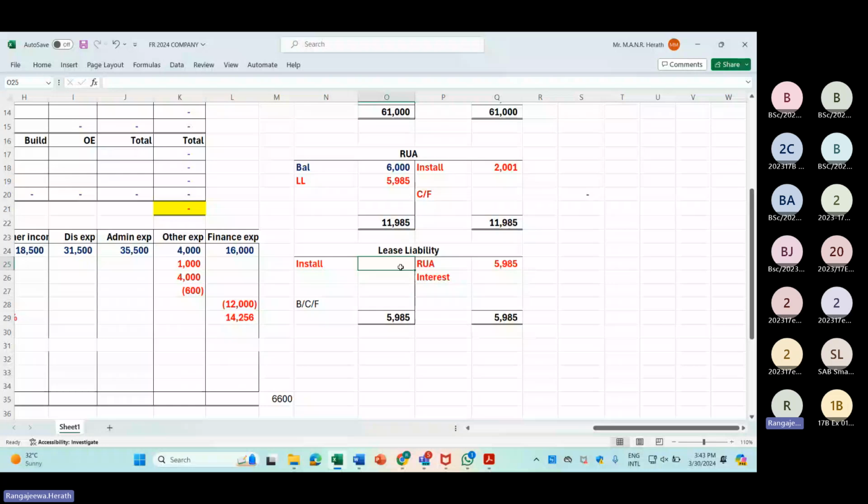When the installment is paid, the liability is reduced. The right of use asset has now been debited excessively. 6,000 includes the 2001 first installment. So we remove it and debit to the lease liability account.